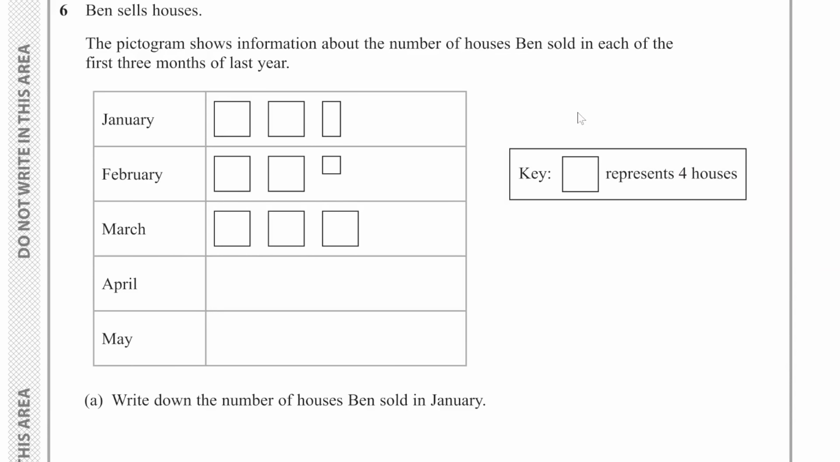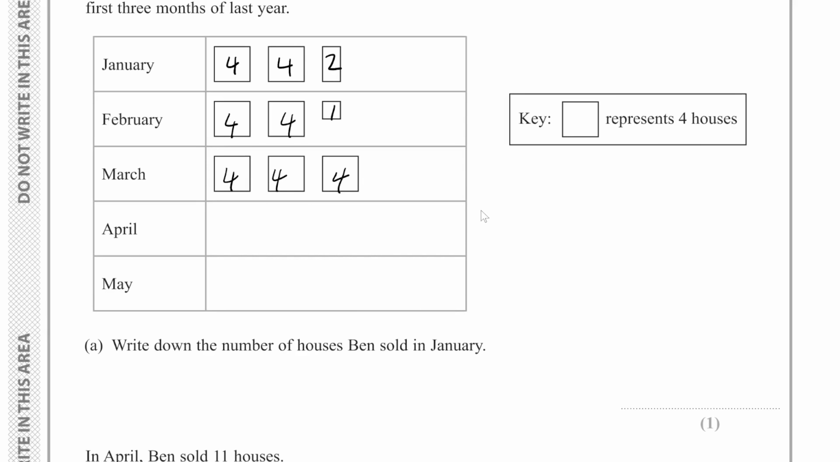Question 6. Ben sells houses. The pictogram shows information about the number of houses Ben sold in each of the first 3 months of last year. So we've got January, February, and March. Our whole square is 4 houses. So we've got 4, 4, and 2 in January, 4, 4, and 1 in February, and 4, 4, and another 4 in March. Part A says write down the number of houses Ben sold in January. So it's 4, 4, and 2.